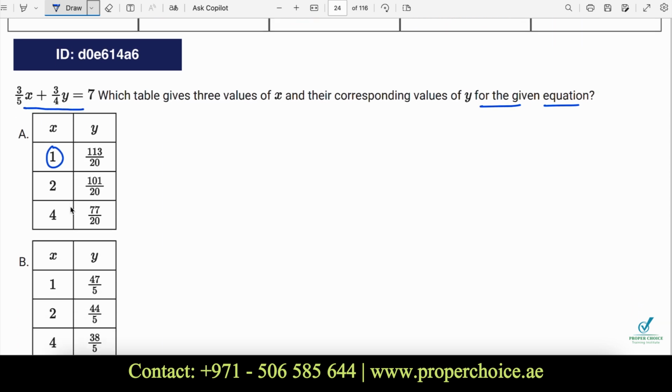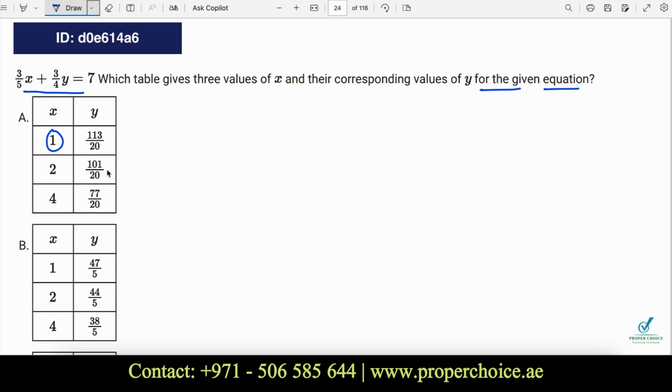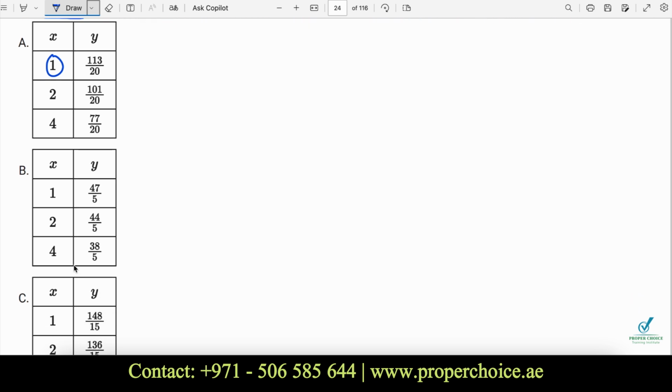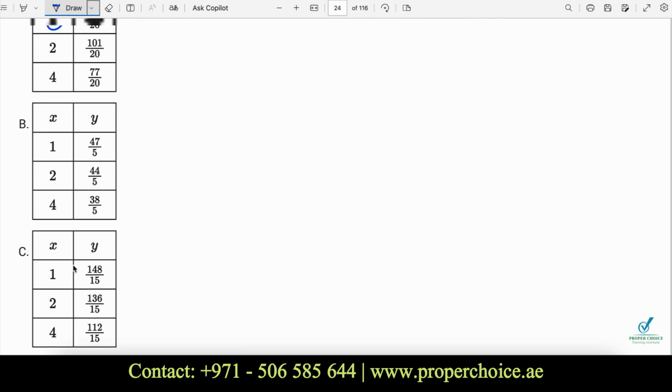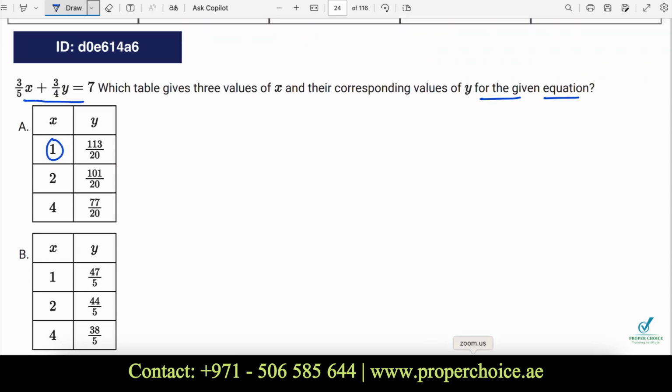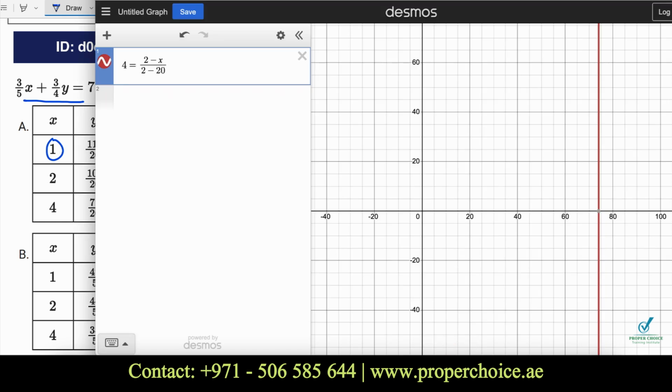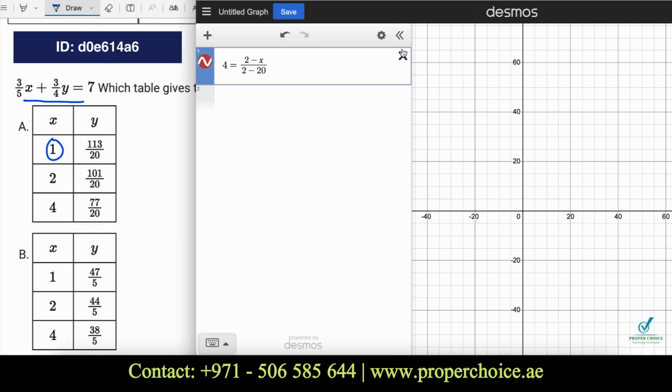I can just take the help of Desmos. You can type in this equation, replace x with 1 and check what value of y you are getting. That will help us, because as you see, the values of x are 1, 2, 4 in all the options. So you just need to take the help of the graphing calculator and get it done. So type it as it is. First you can type 3/5.